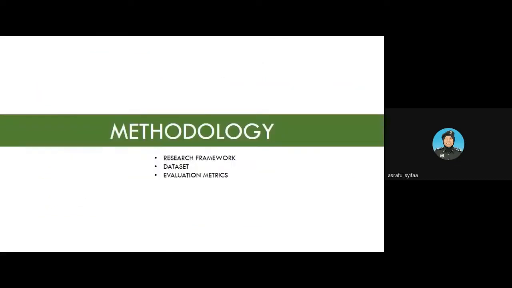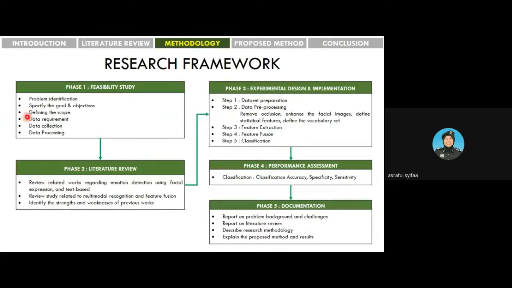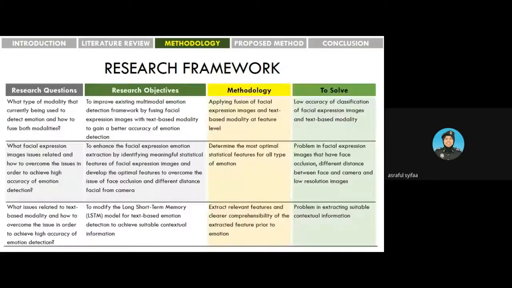So we proceed with the methodology. Here is the research framework that consists of 5 phases. Based on the objectives, there are 3 plans. For the first objective, we plan to apply fusion of facial expression images and text-based modality at feature level first. This will help to solve the low classification accuracy of facial expression images and also text-based modality.